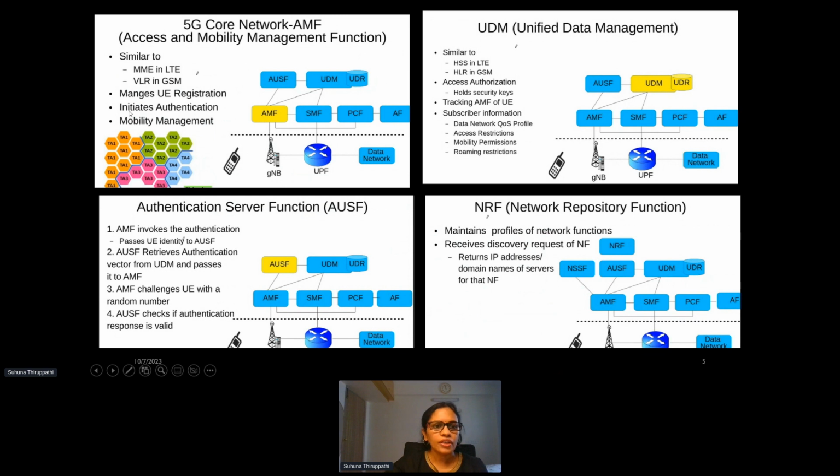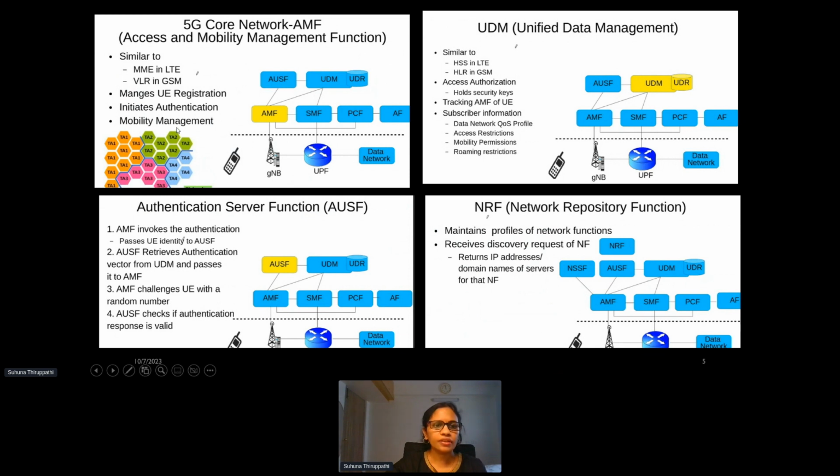Then it does the authentication. So the user equipment wants to authenticate with the network, whether the particular network is a legitimate network or not. Similarly, the network also authenticates itself with the user, whether the user is a legitimate user or not. This authentication is again handled by the AMF.